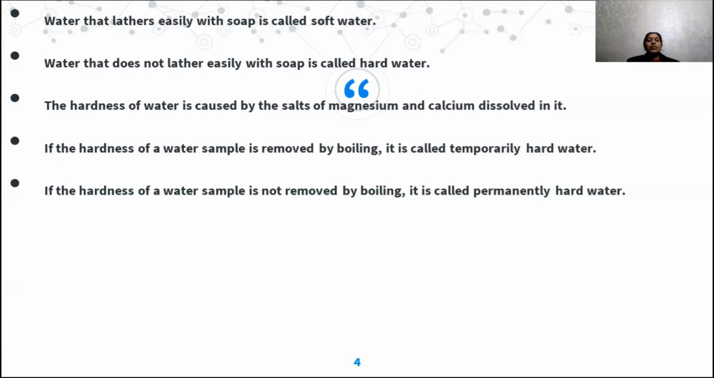Then next, if the hardness of a water sample is removed by boiling, that kind of water is called temporarily hard water. So boiling is the process for removing that hardness, temporarily only. Then if the hardness of a water sample is not removed by boiling, that is called permanently hard water. So these are the topics included in this revision lesson.